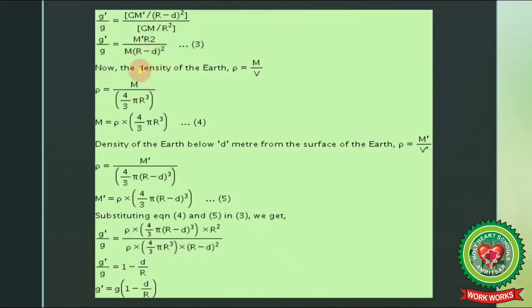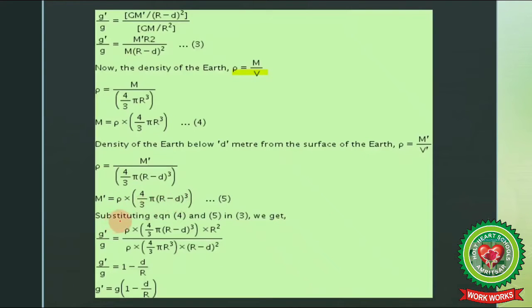Now the density of Earth, as per the formula which we have already done, is M upon 4/3 πR³, and M will be ρ multiplied by 4/3 πR³ by cross multiplying. Density of Earth below d meters from the surface of Earth is equal to M'/V', where M' is the mass of the smaller sphere and V' is the volume of that smaller sphere, which gives us ρ is equal to M' divided by 4/3 π(R − d)³, from which we get, after cross multiplying, M' is equal to ρ multiplied by 4/3 π(R − d)³.